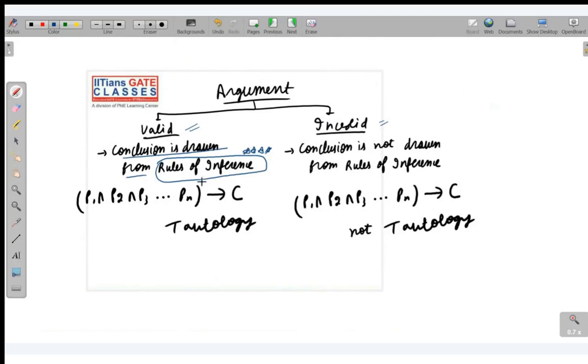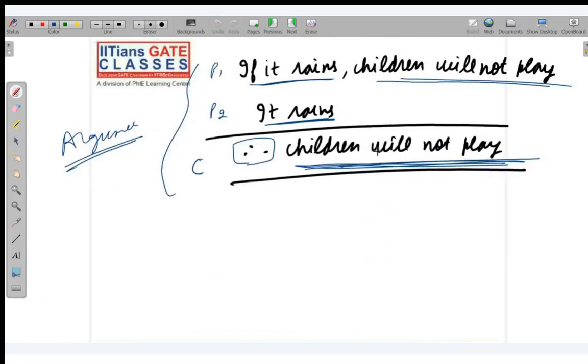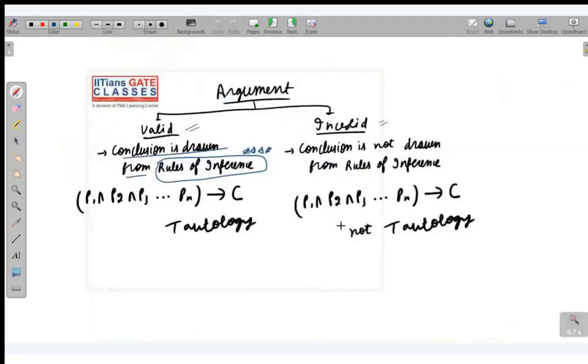The conclusion should be drawn from rules of inference. Arbitrarily, you should not be able to draw some conclusion. You should draw this conclusion from some rules. Some rules and regulations are there for arguments. If you follow those rules and regulations, then you will say the argument is valid. Otherwise, you will say the argument is not valid. Invalid means the conclusion is obviously not drawn from rules of inference. You have drawn it like this, anything. It's your imagination. By imagination, you have done all these things. This is wrong. If the conclusion is not drawn from rules of inference, it is invalid. But if the conclusion is drawn from rules of inference, then it is valid.